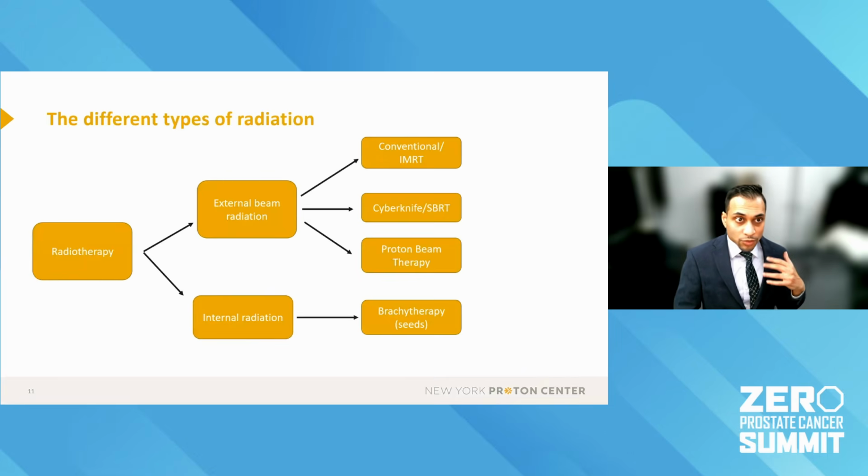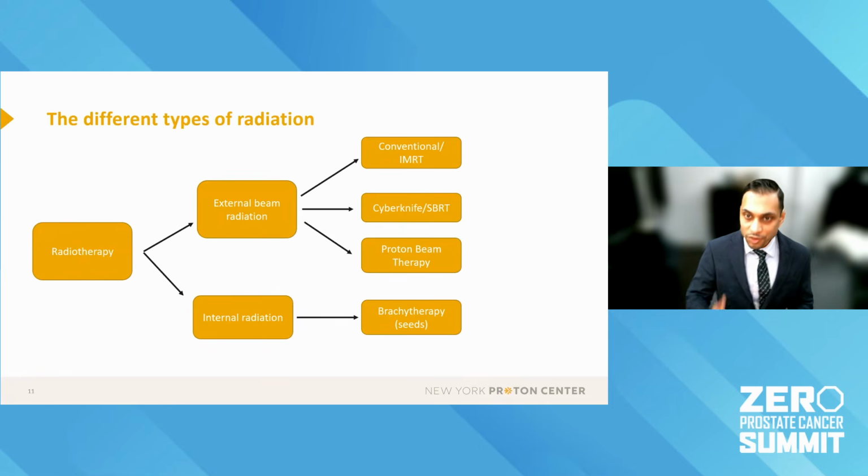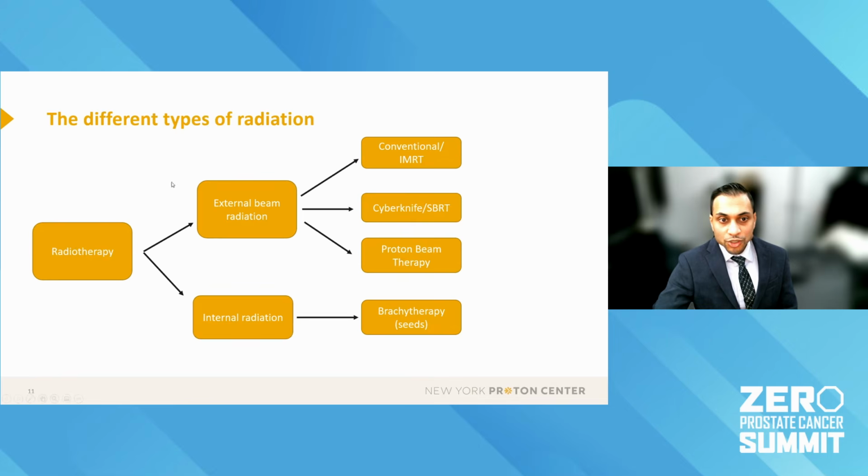Okay, so that was a little bit on surgery. I want to talk about radiation. The slide earlier mentioned several types of radiation, and I know it can be really confusing, so I'll try to break it down and simplify it a bit. There are 2 main categories of radiation. One is called external beam radiation, and one is internal radiation.